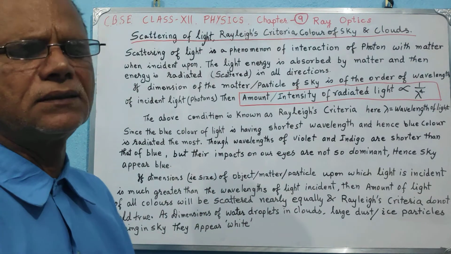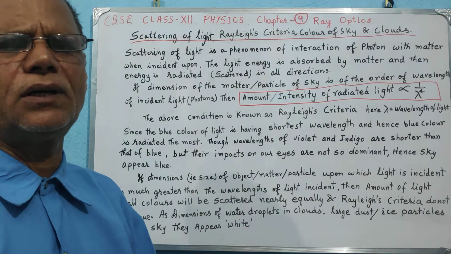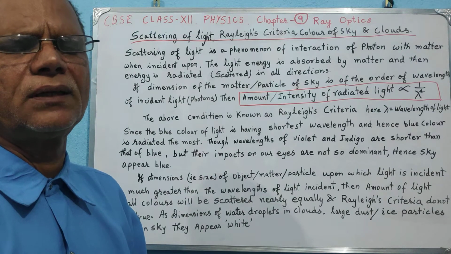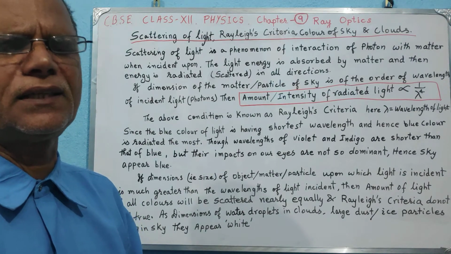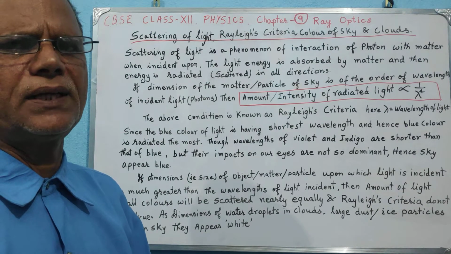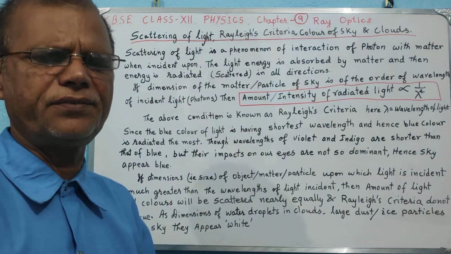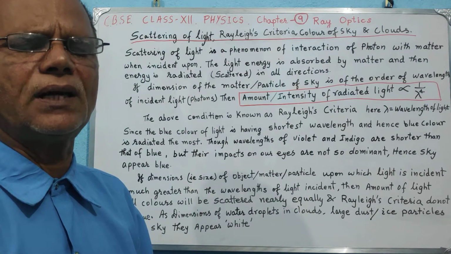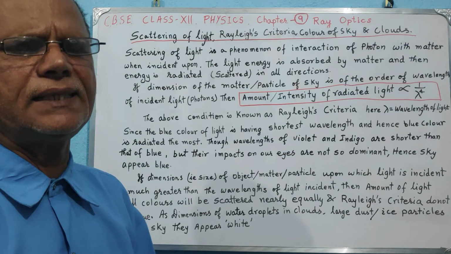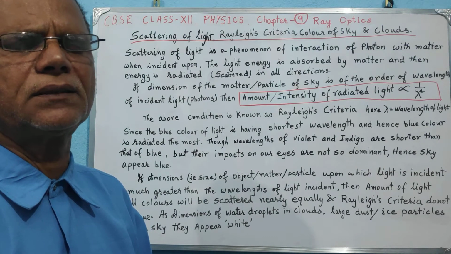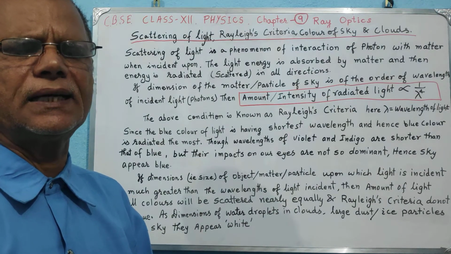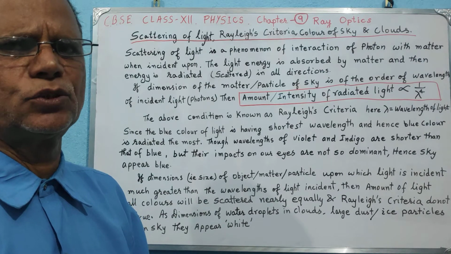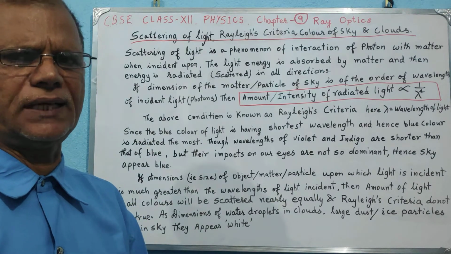We again recall it. When a light ray is incident on a body, it interacts with the matter in three ways. One is reflection, another is refraction, and third is absorption. The light energy absorbed by the body, the matter, is again re-radiated, and that radiation obeys a certain law which is known as Rayleigh's criterion.